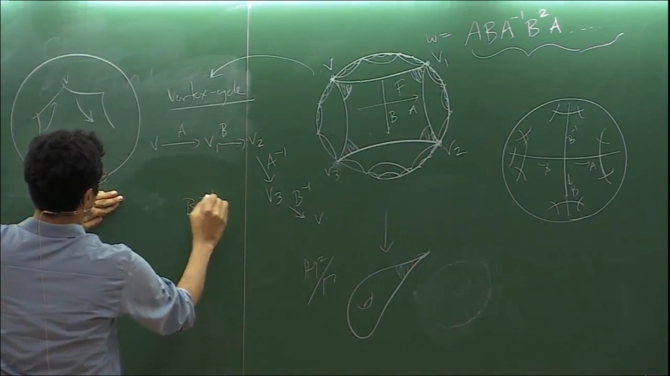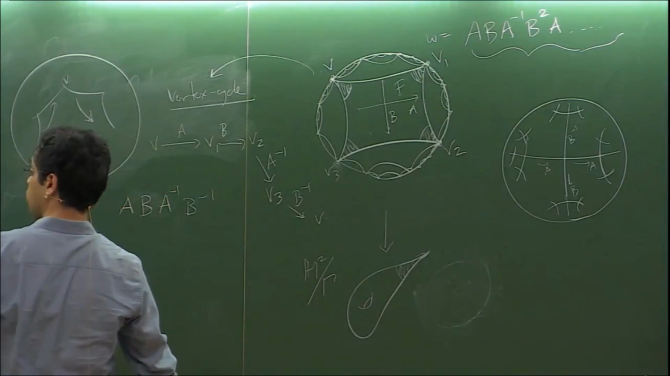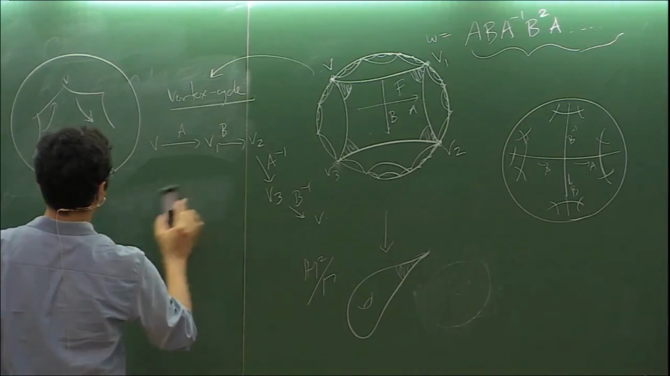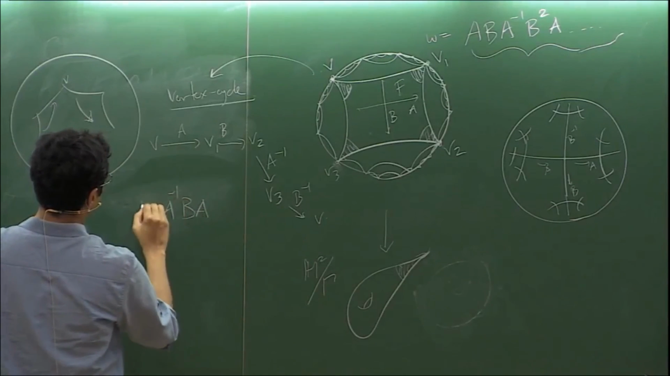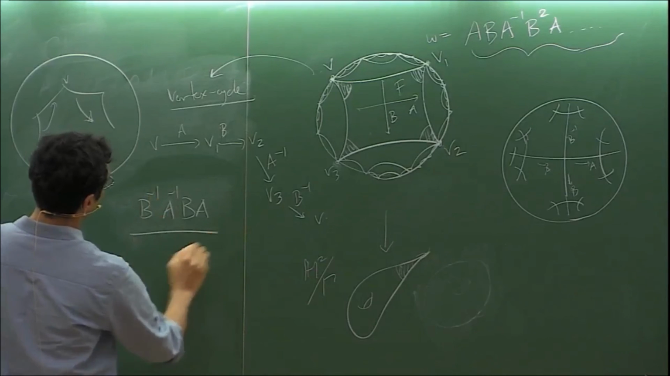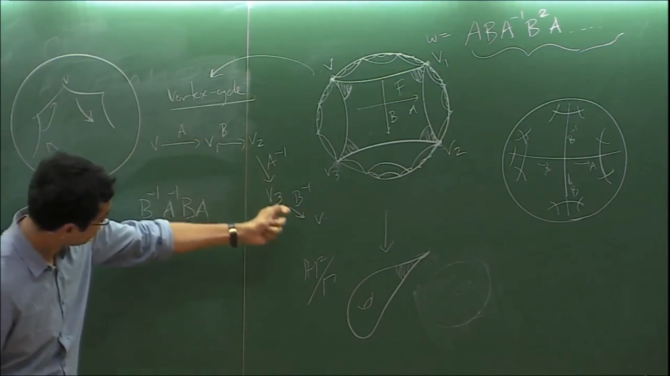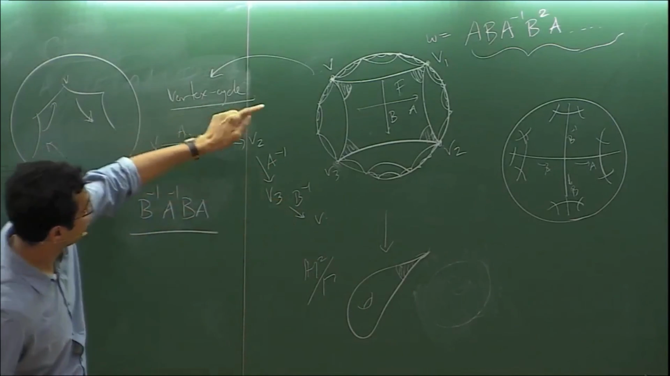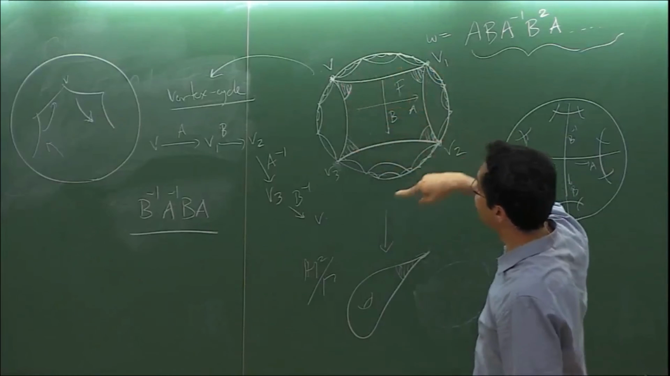Well, B inverse, A inverse, or maybe, how did I write it? Okay, I wrote it. It doesn't quite matter, but here it is. So it gives you this element. That's the vertex cycle corresponding to this ideal vertex. And this needs to be parabolic.